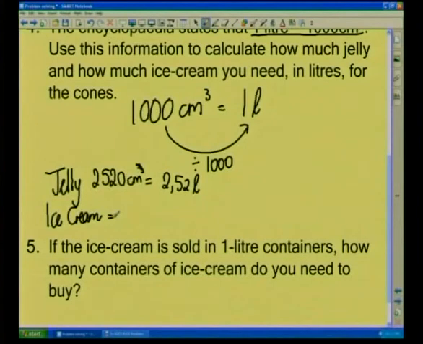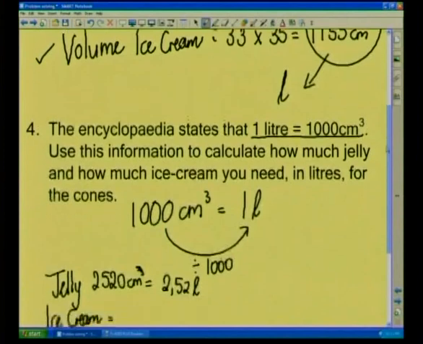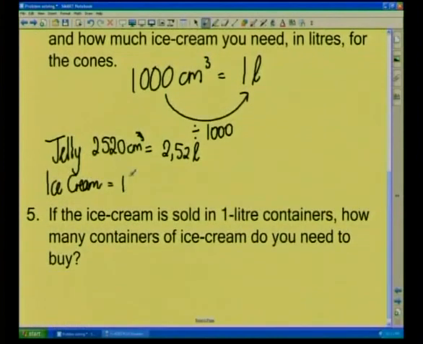My ice cream is equal to 1,155 centimeters cubed, which I need to then convert by dividing by 1,000. So it's going to be 1.155 litres.